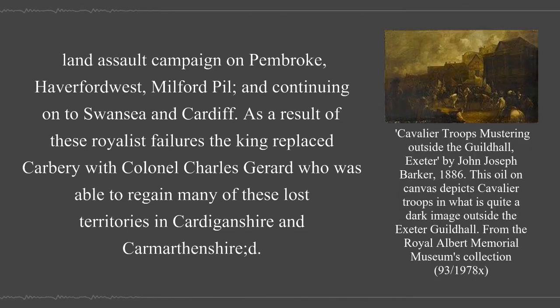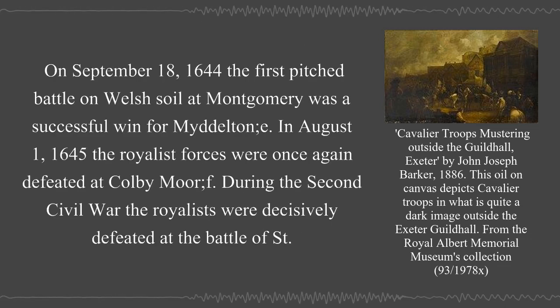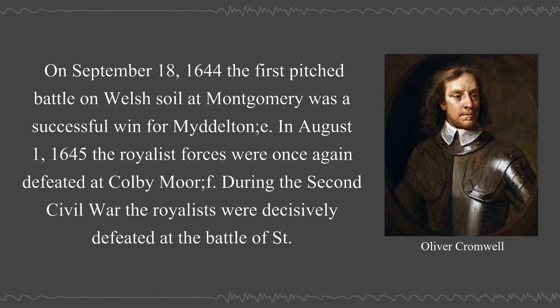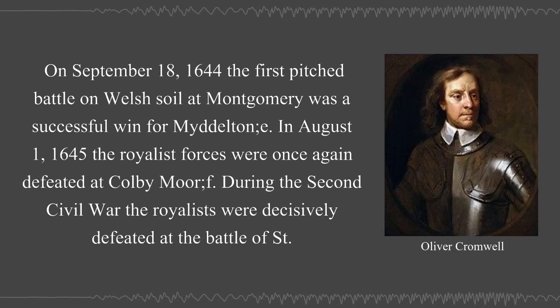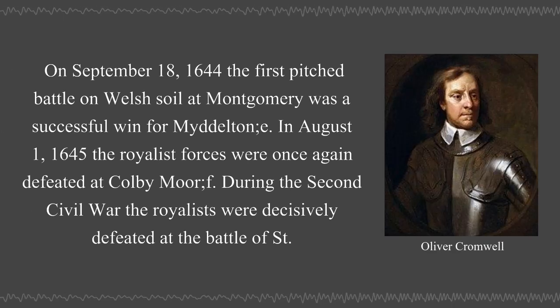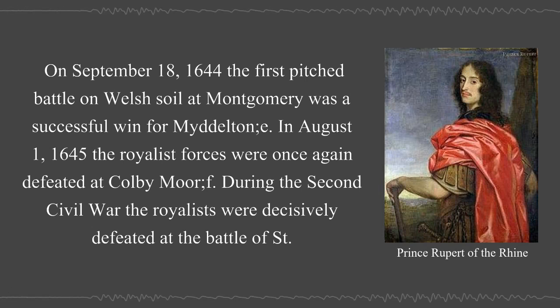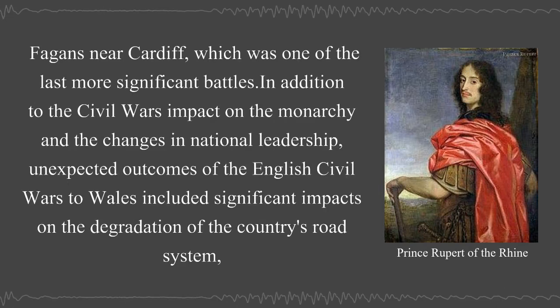and Carmarthenshire. On September 18, 1644, the first pitched battle on Welsh soil at Montgomery was a successful win for Middleton. On August 1, 1645, the Royalist forces were once again defeated at Colby Moor. Following the Second Civil War, the Royalists were decisively defeated at the Battle of St. Fagans near Cardiff, which was one of the last more significant battles.